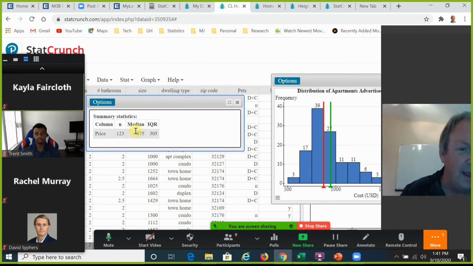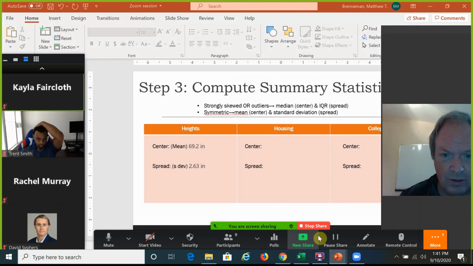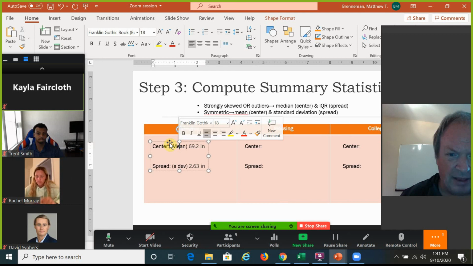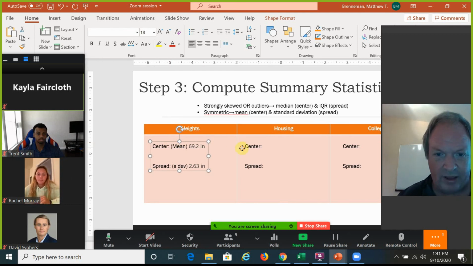Yes. Okay. So our median's 875. Our IQR is 305. That's pretty big range. And so we go back and enter this. So our center is the median. And I'm just going to copy and paste this because it's easier, not to waste time.